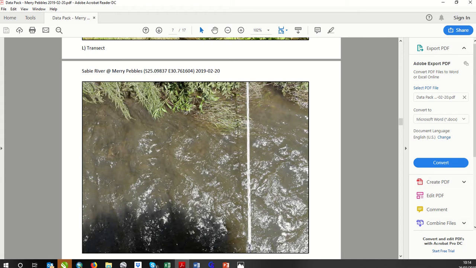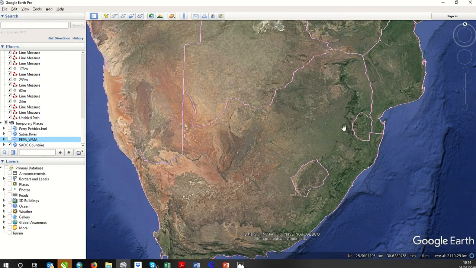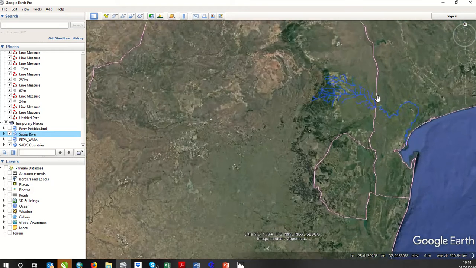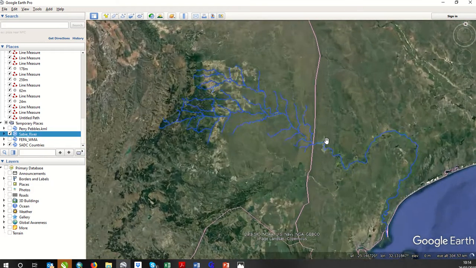So if you look at the characteristics of this reach of the Sabi River, it's higher up in the catchment, and I think what's important now is maybe just to look at where we are in South Africa. So they are working on the Sabi River. So this is our Sabi River catchment over here. Can everybody see this still?